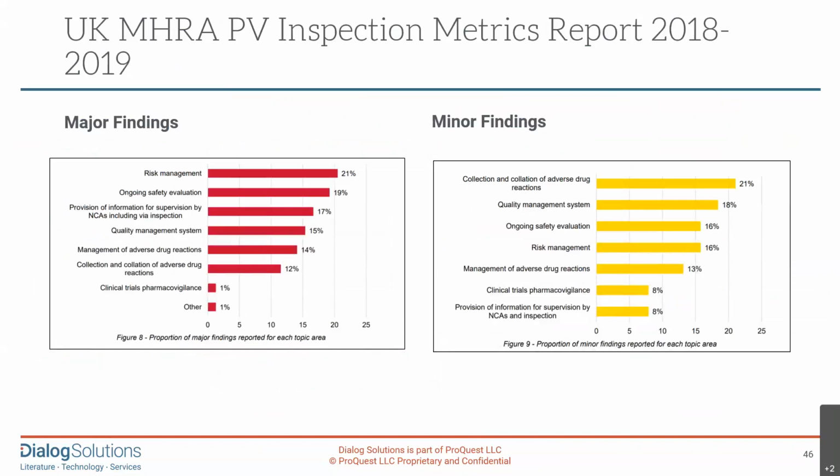And then if we can look at the major findings and the minor findings, we can look at, for example, that in terms of the major findings, collection and collation of adverse drug reactions accounted for 12%. And in there somewhere, that includes literature. Quality management system will, 15% will include IT systems and the software that you're using, and so on. So you can see that this whole process is very much inspected, and that you do get findings in all of the areas that we've looked at today.